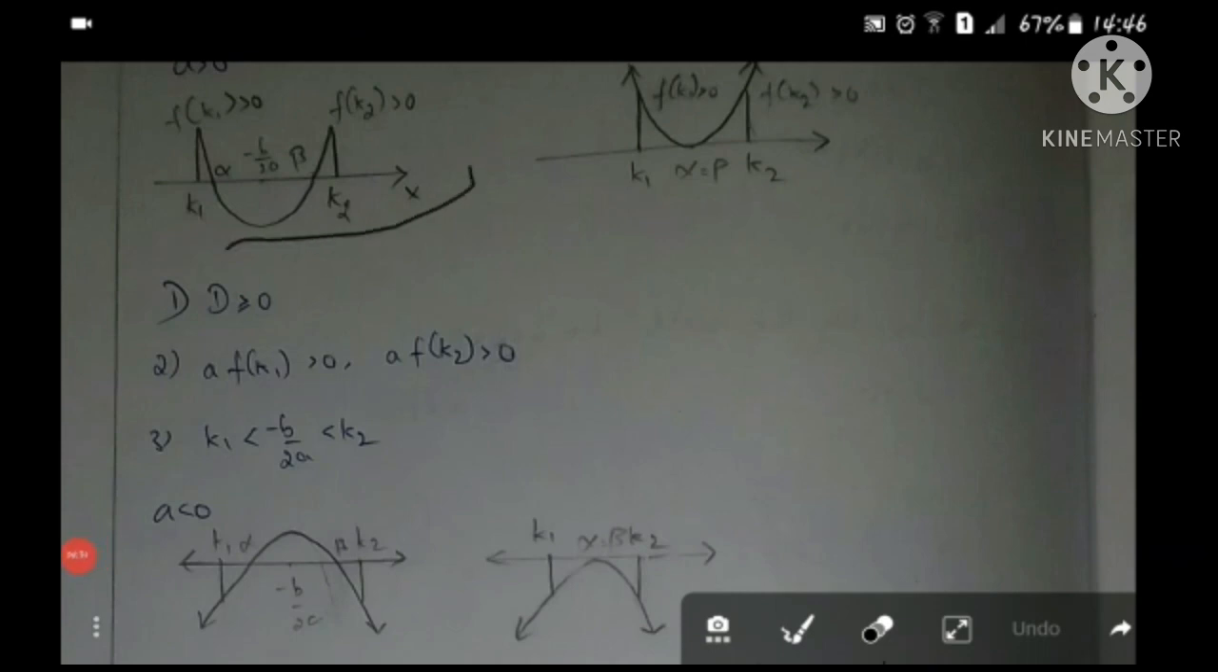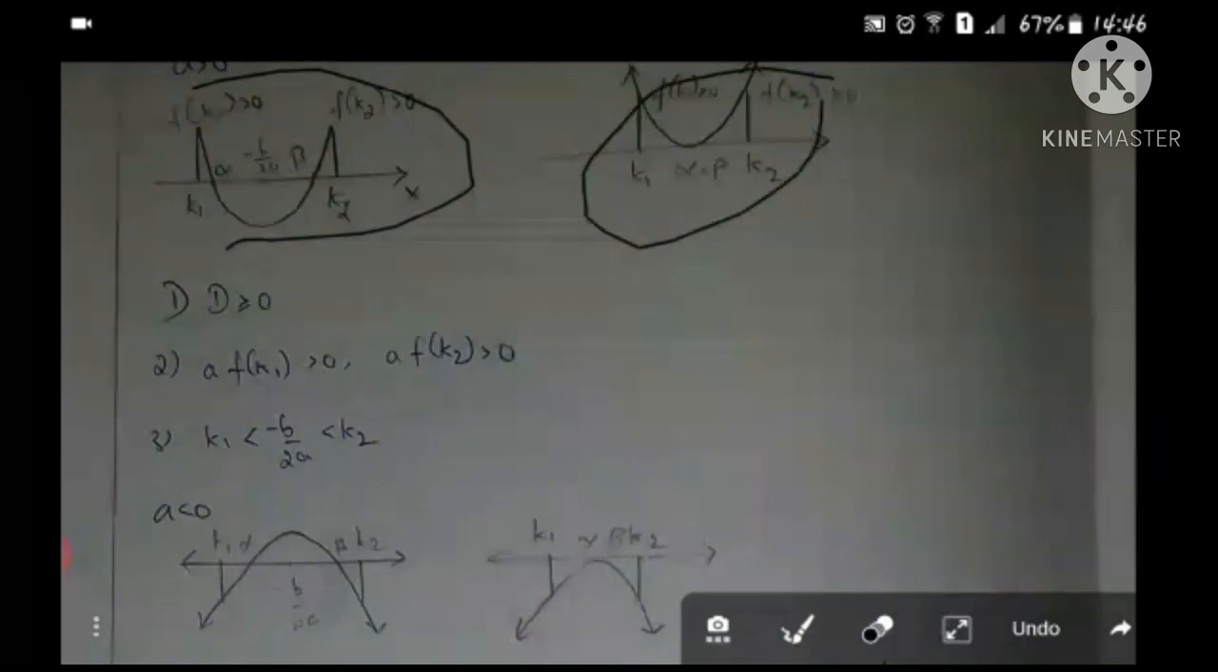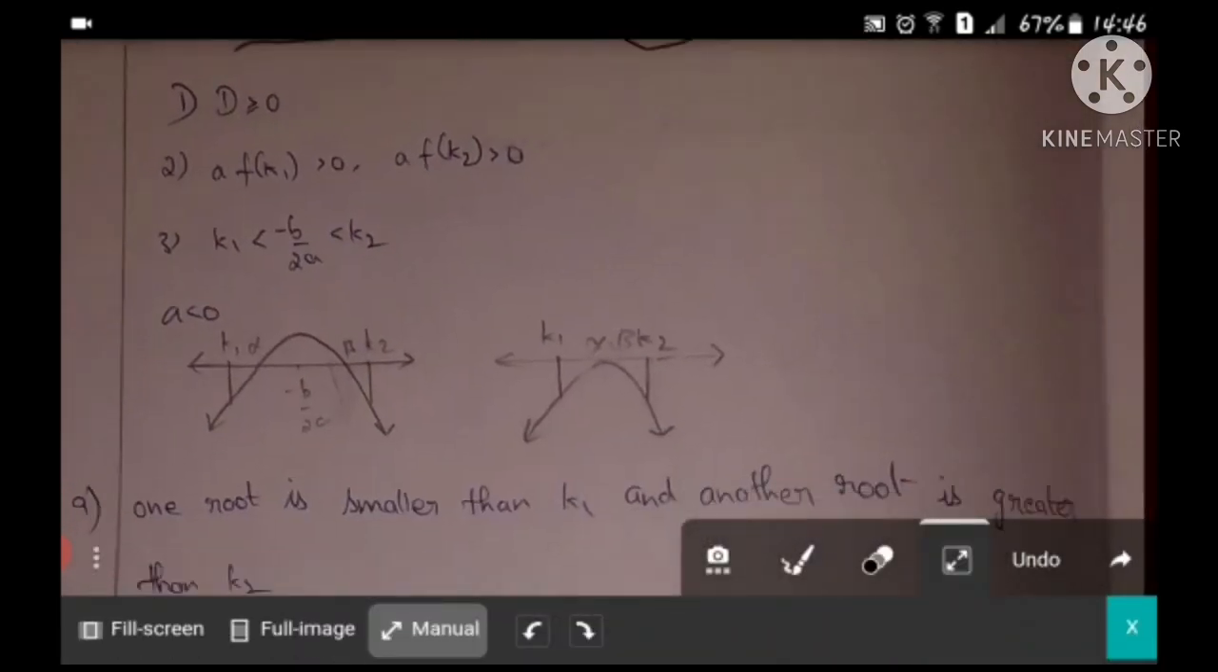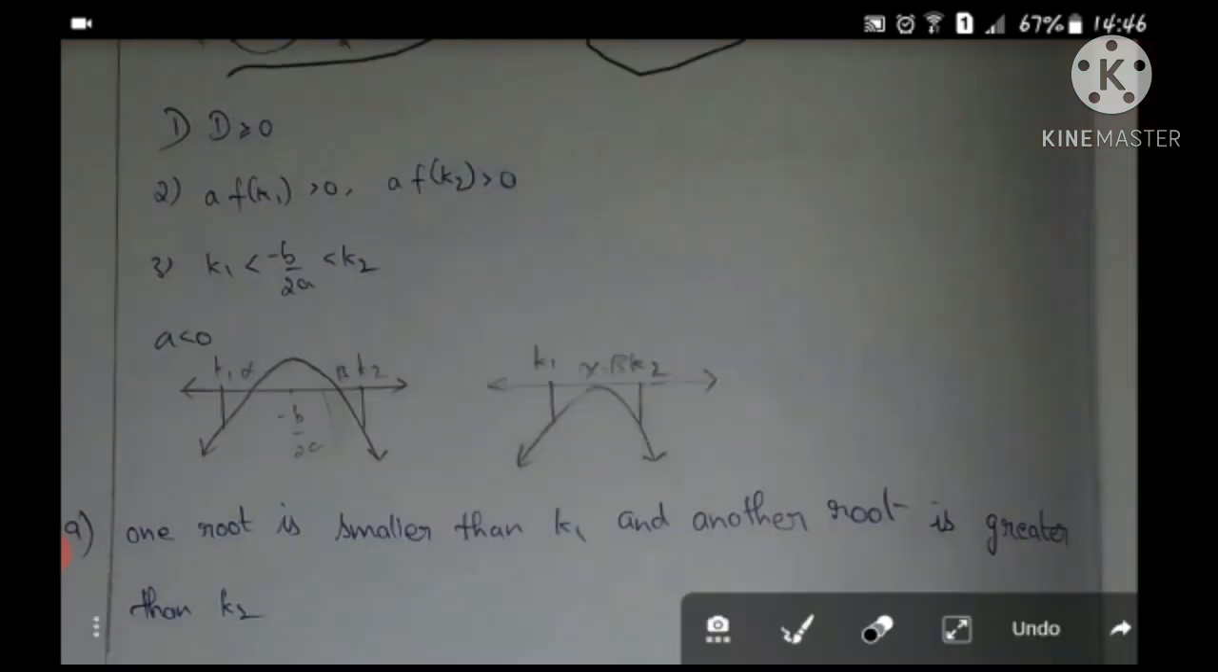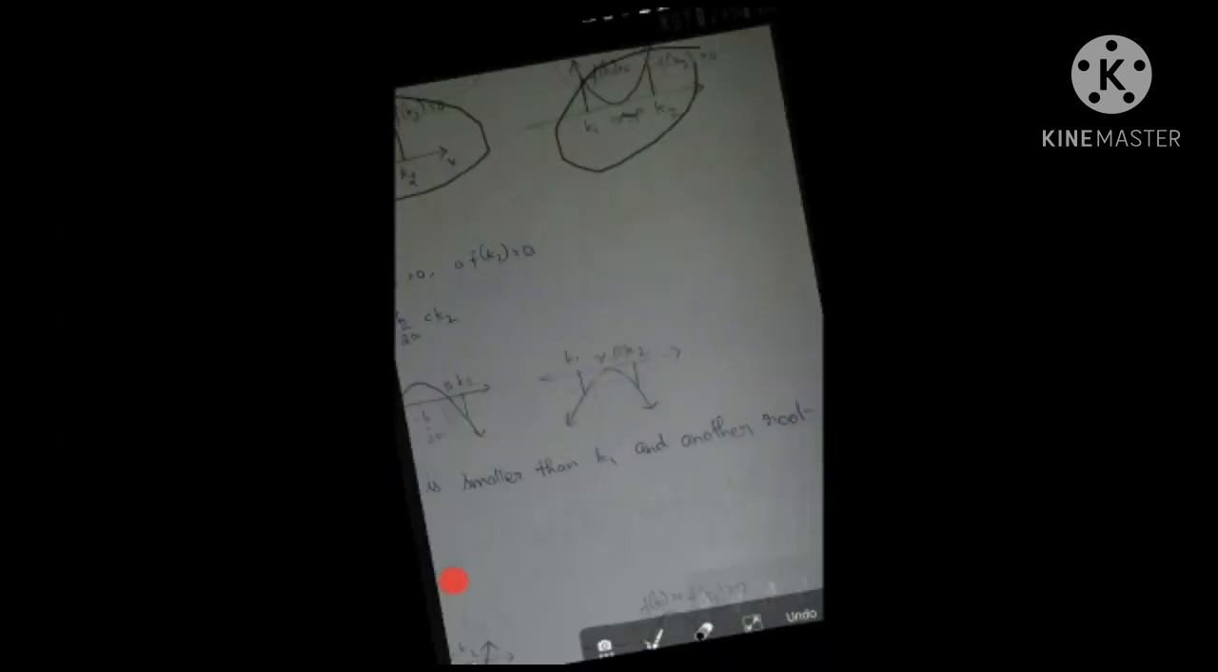Here in case of a greater than 0, we get this graph, where the roots lie between k1 and k2. Oh no, in case of a greater than 0 and a less than 0, we get two graphs each. Here alpha is equal to beta can also come, and the conditions are delta is greater than or equal to 0, and a into f of k1 is greater than 0, and a into f of k2 is greater than 0. Therefore k1 is less than minus b by 2a and minus b by 2a is less than k2.